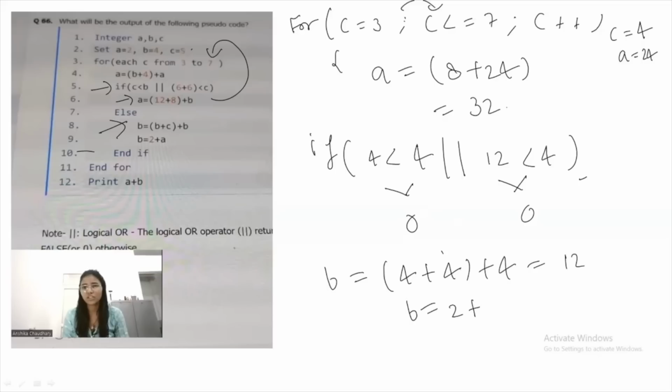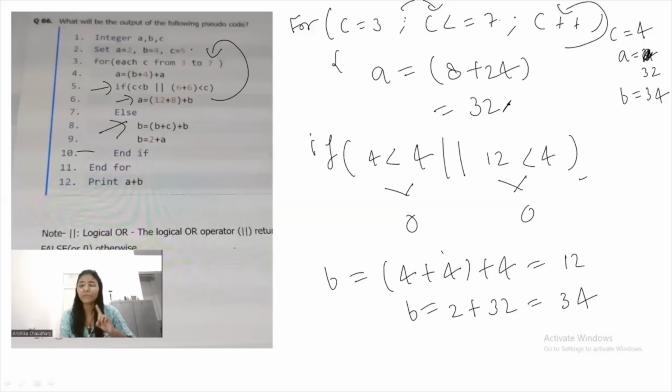So a value was 32 here, so 32 will come here and it will become 34. So the latest value of b is 34 and the latest value of a is 32. So I am doing some changes here, so 32. And from here control will go and it will increment the value of c. So c value is now 5, right? So c value is now 5.